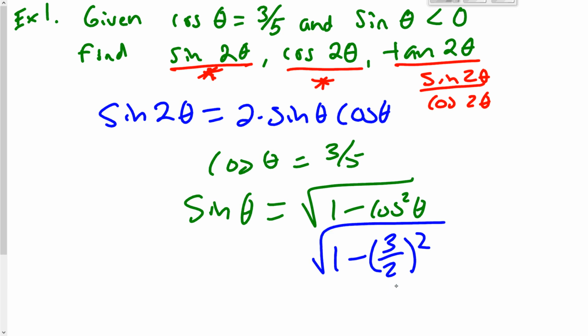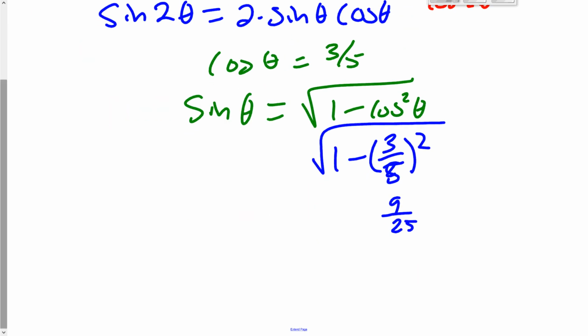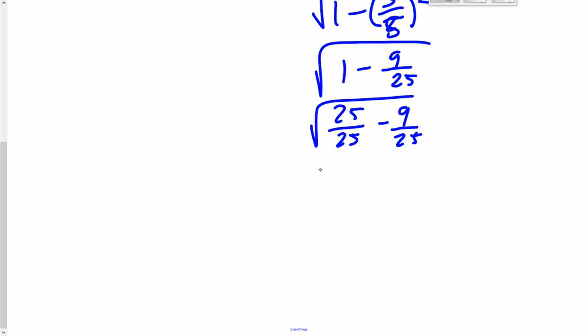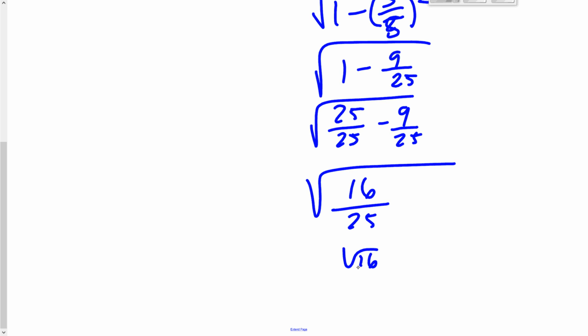Okay, so that's 9. Oh, that's a 5, not a 2. Sorry. So that's 9 over 25. And then I'm going to take 1 minus that, and then I'm going to square root it. So 1 I can rewrite as 25 over 25. Then minus 9 25ths. So now we have a common denominator. So we get 16 over 25, and then I square root the top over the square root of the bottom. And that is 4 over 5.